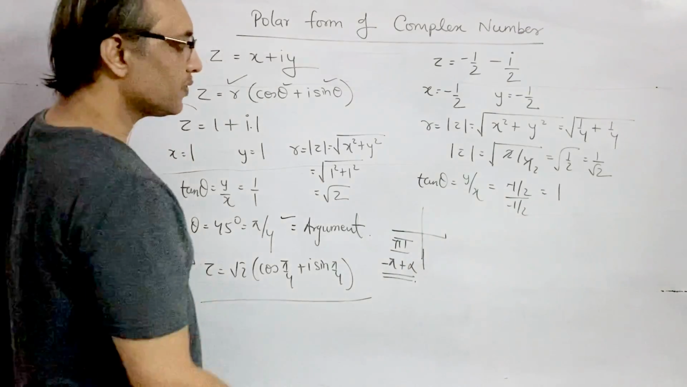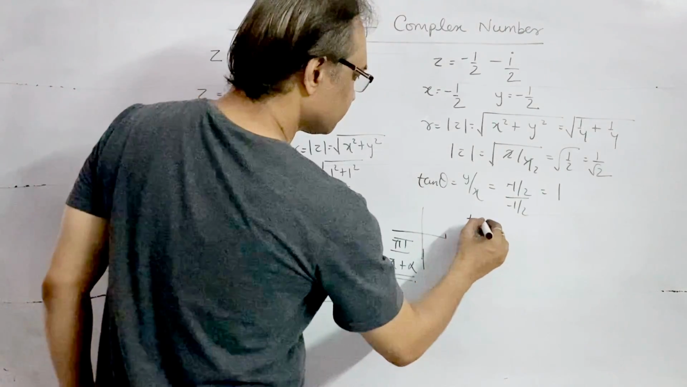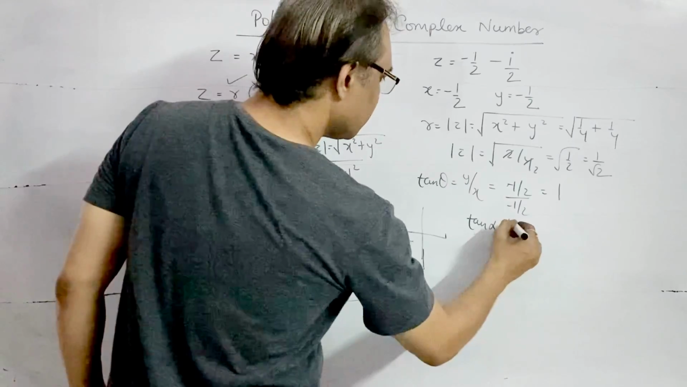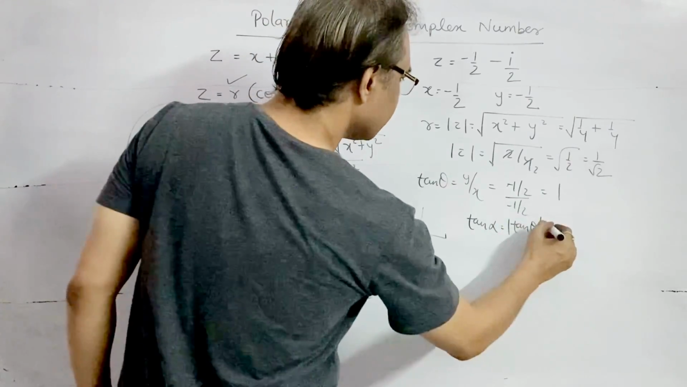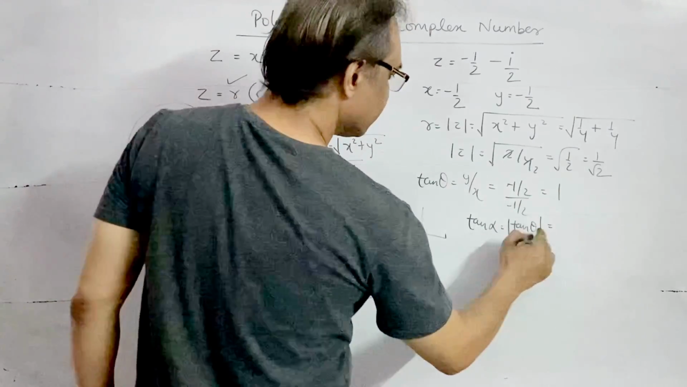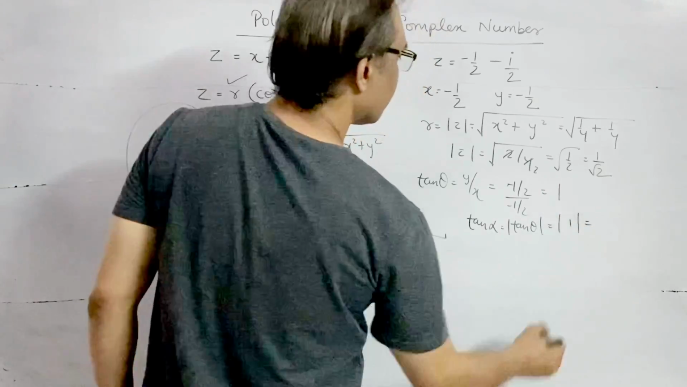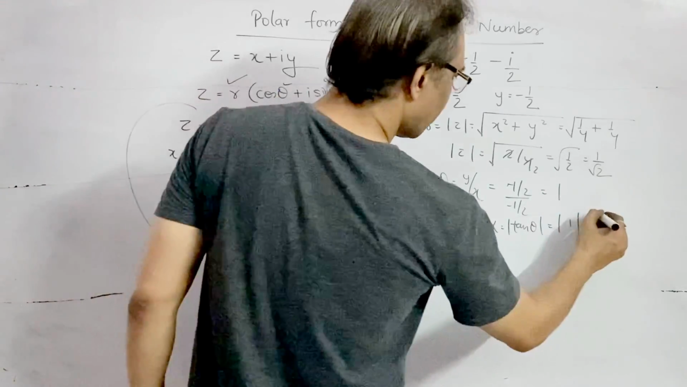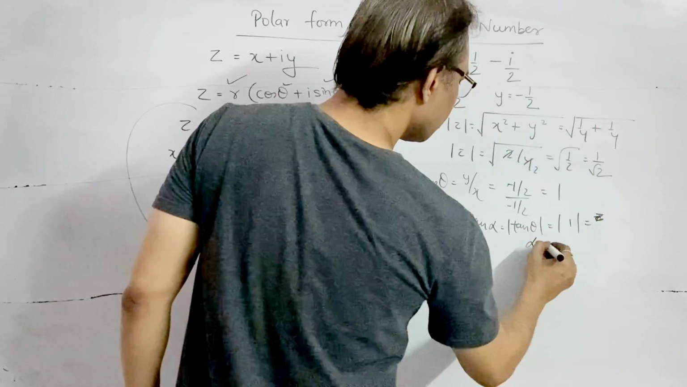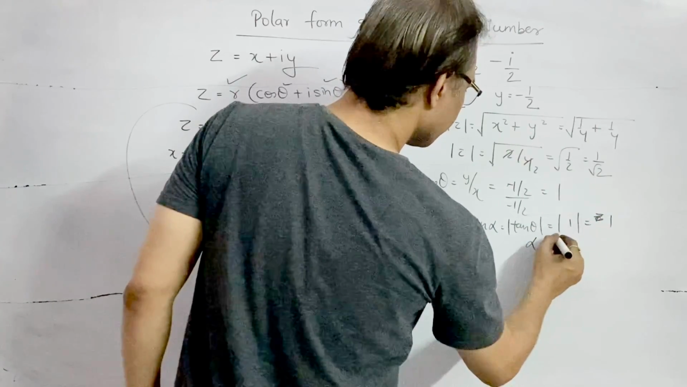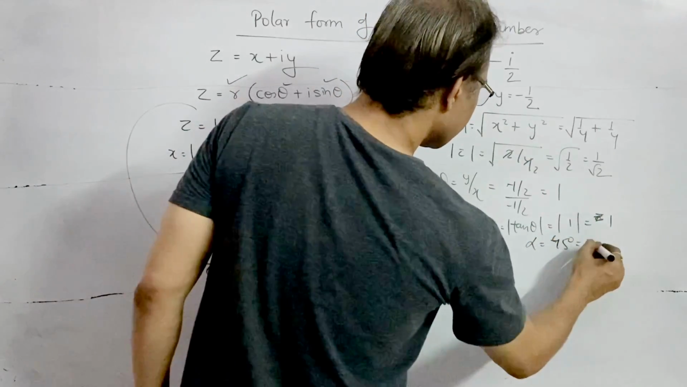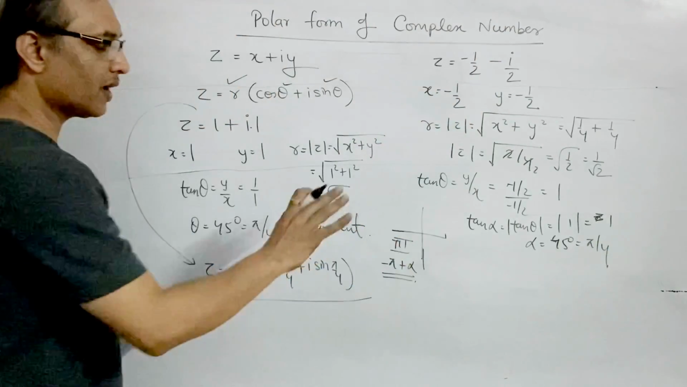So first of all, we have to find the value of alpha. Tan alpha is mod of tan theta. In place of tan theta, we will substitute 1. So tan alpha is mod of 1. So alpha is 45 degree, that is pi by 4 radian. So we got the value of alpha.